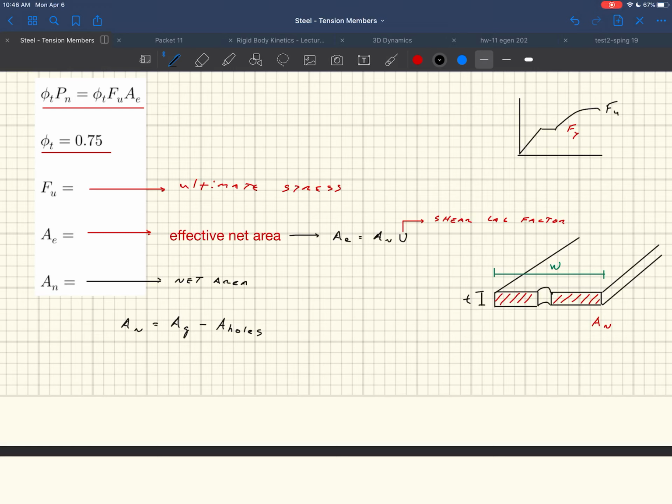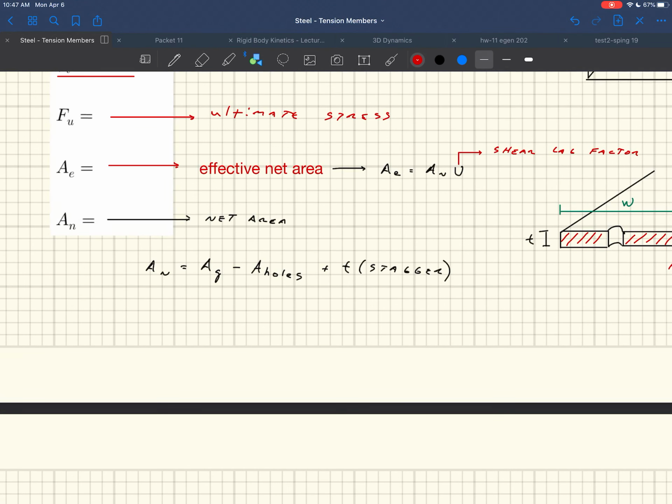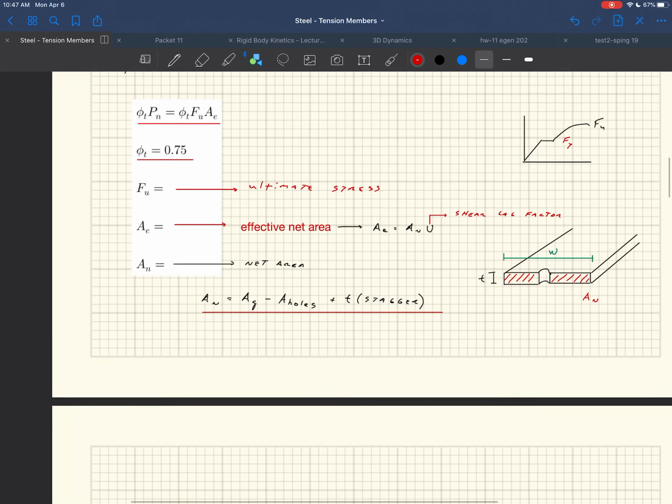But I think this is, you don't see this variable in codes, right? And I think that they've gone out of their way to make it more complicated instead of calling it a-holes, which it really is. It's the area of the holes that are taken up, or they're missing from your cross section. So it's going to be the gross area minus the a-holes plus T, which is our thickness, times a stagger factor. And we'll talk about what each of those are in a second. So let's talk about what a hole is. That is what my net area is, right?